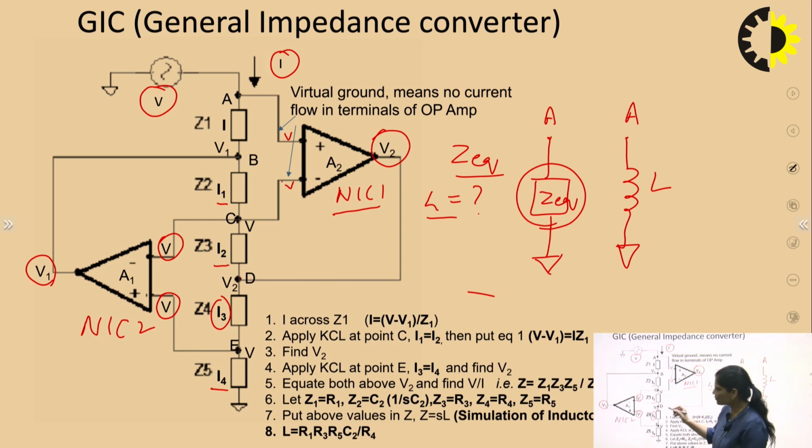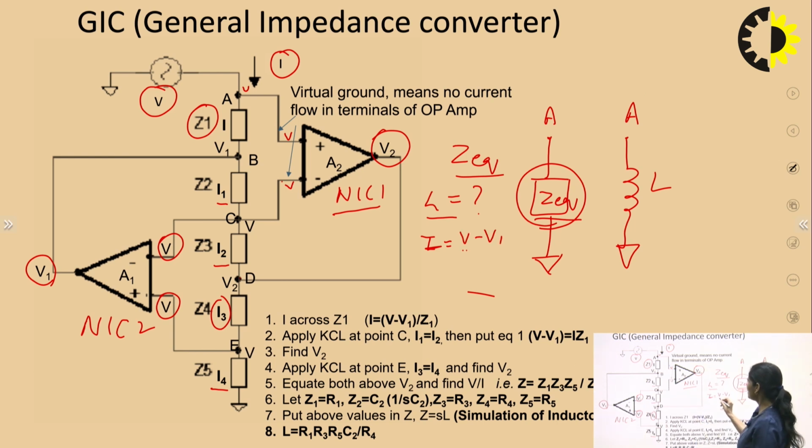Now the process is that we have to find Z equivalent for this circuit diagram. How can we find it? First we can find the current across this Z1 impedance. The current across Z1 is I, with voltage V on one side and V1 on the other. So I is equal to (V minus V1) upon Z1. Let us consider this is equation 1.